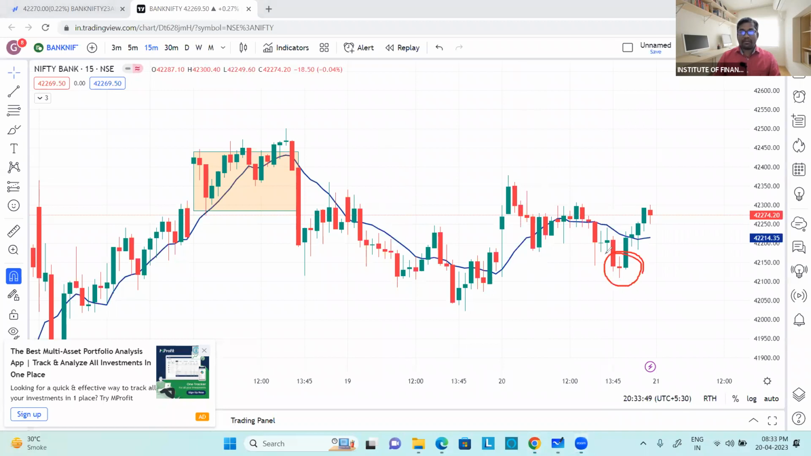A perfect setup. Look here: red candle, earlier falling, red candle, doji and closing green candle. This is your entry.